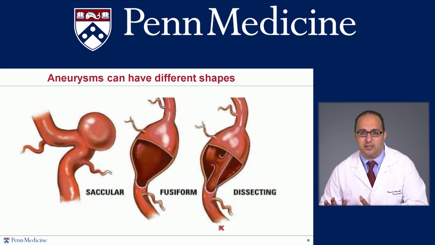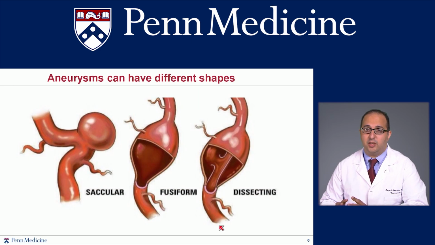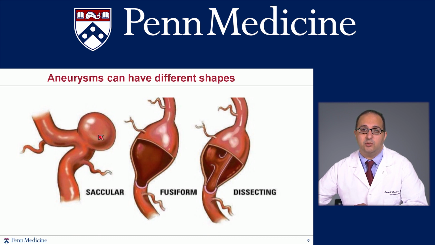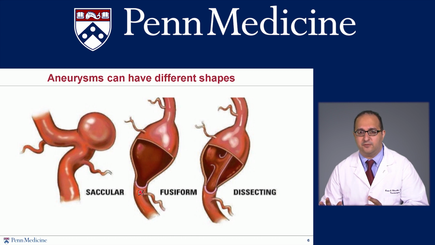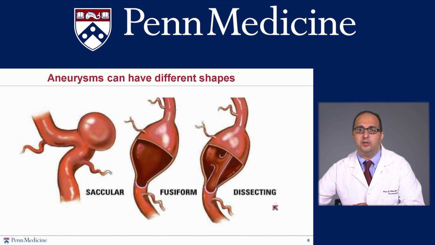Aneurysms can have different shapes. The most common kind of aneurysm, the one that patients see me for and we often have to treat, are the ones we call saccular aneurysms. They essentially, like we described before, look like a balloon or a blister on a blood vessel. And they have a dome and they have a neck as described before. The fusiform aneurysms are more circumferentially enlarged. We often give an analogy of a snake who's eaten an egg, so it's dilated on all sides. And the third kind of aneurysm is something which is very different, which is called a dissecting aneurysm.